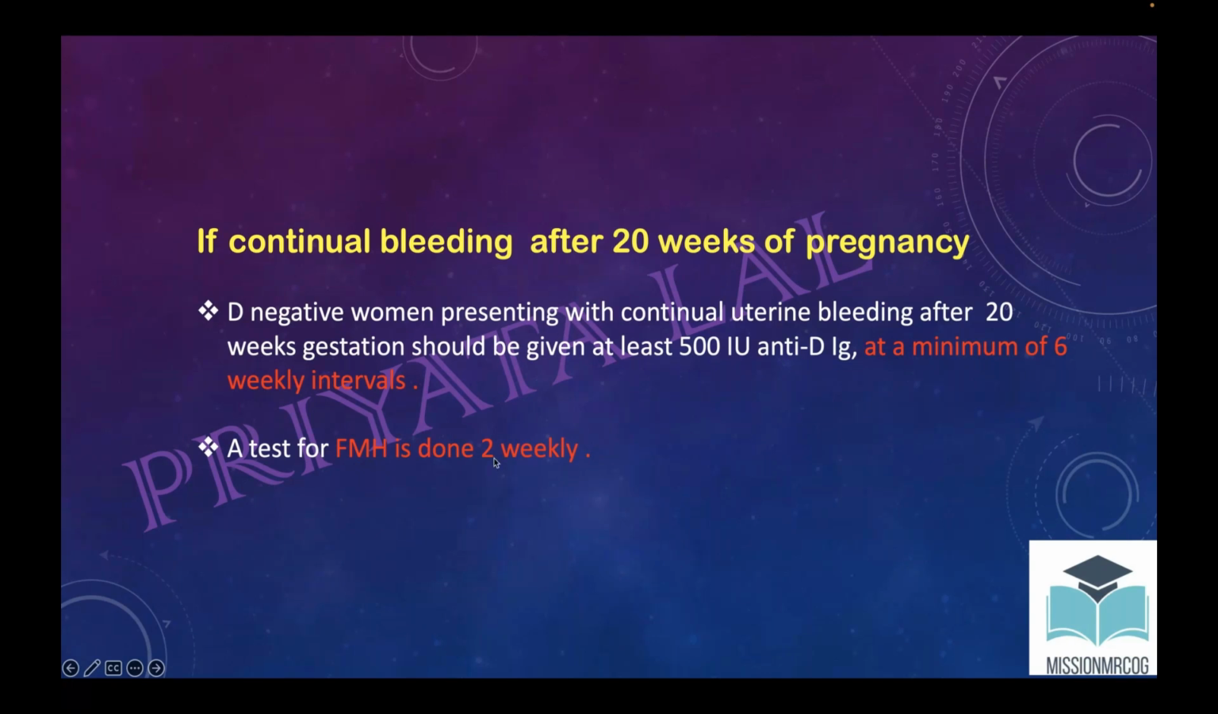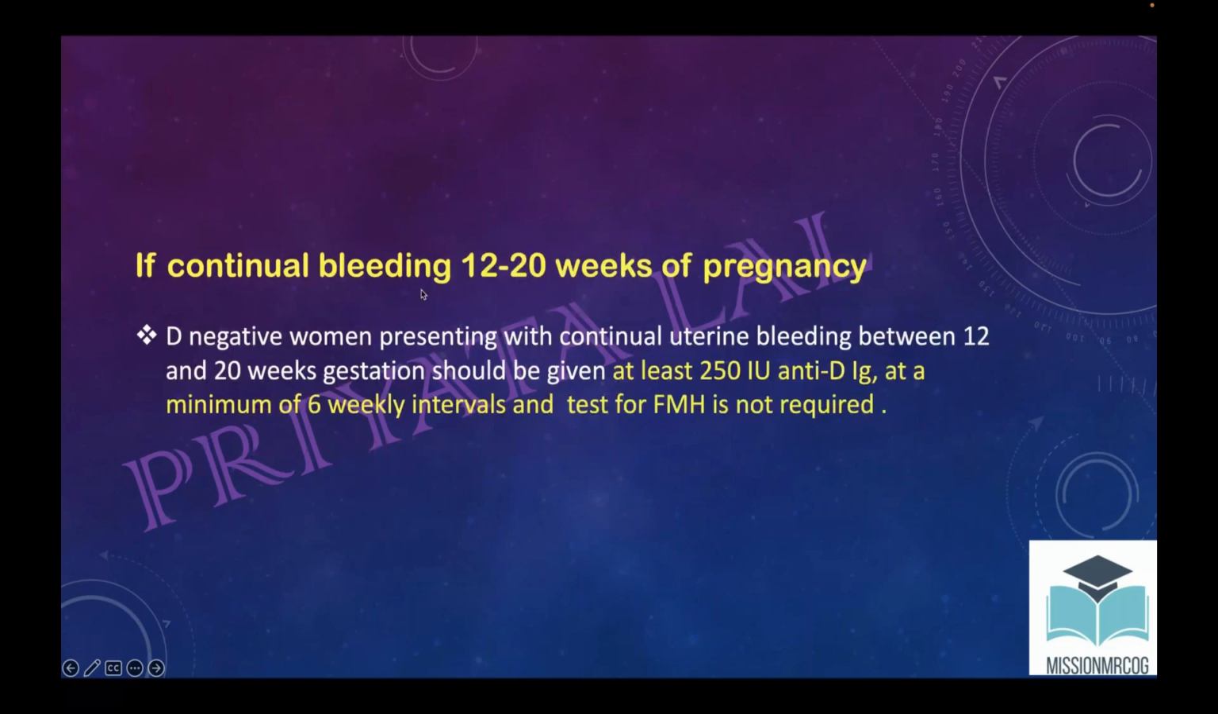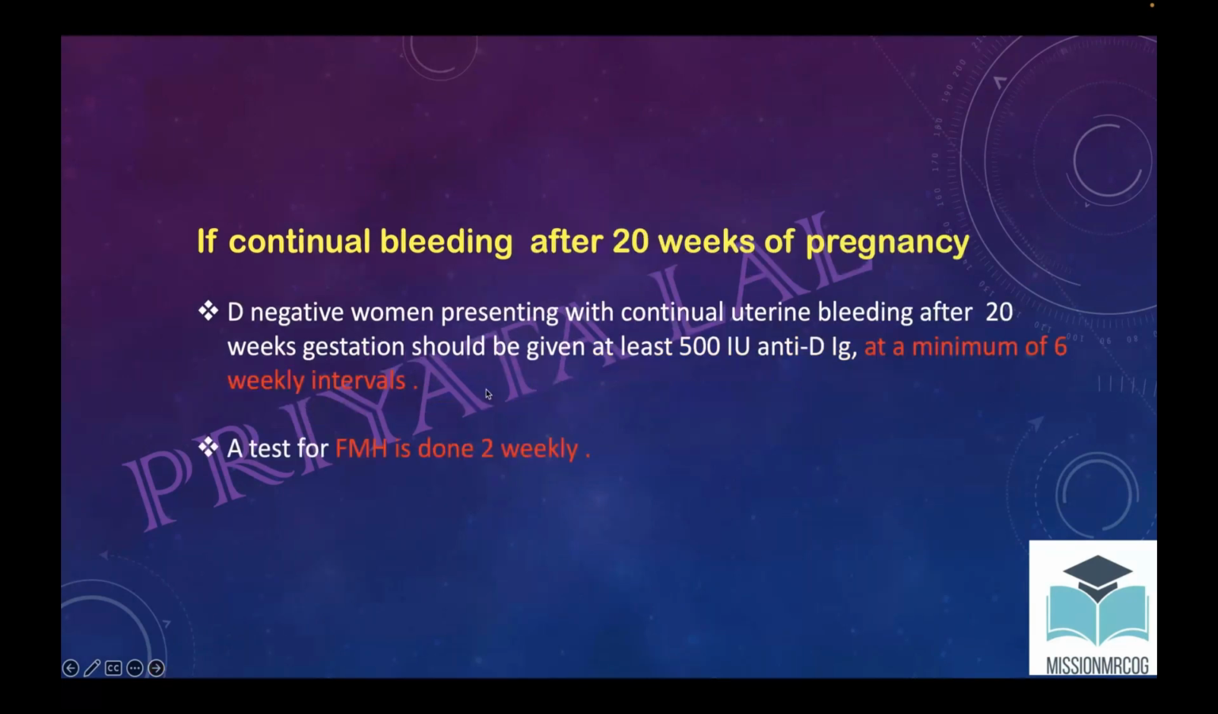So I'm repeating it again. If the bleeding is there in between 12 to 20 weeks of pregnancy, the dose of NTD is 250 at the interval of 6 weeks, and FMH testing not required. But if the bleeding occurs after 20 weeks of pregnancy, then dose is 500 6 weekly and FMH done 2 weekly. So this part is important to understand because you may find question from here.